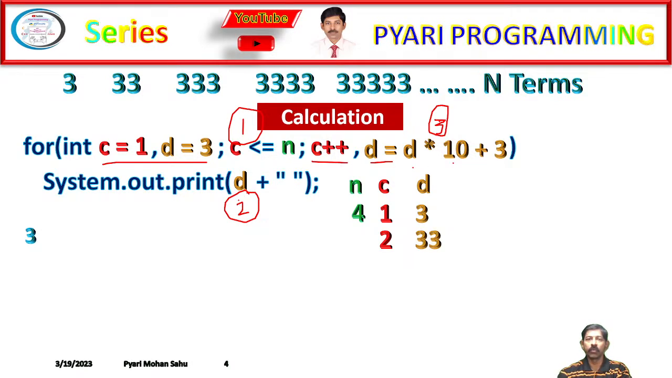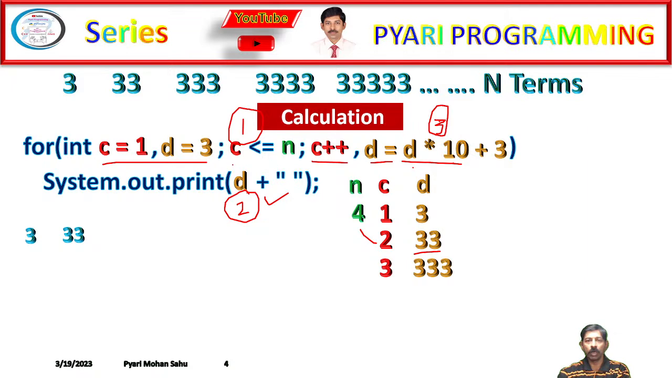After that I will move to the condition part. 2 is less than or equal to 4. True. Then the body will be executed, that is the display. So it will display the D value, which is 33. After that the updation part: C++ makes it 3. Now D has to be updated: 33 into 10 is 330, plus 3, that is 333.